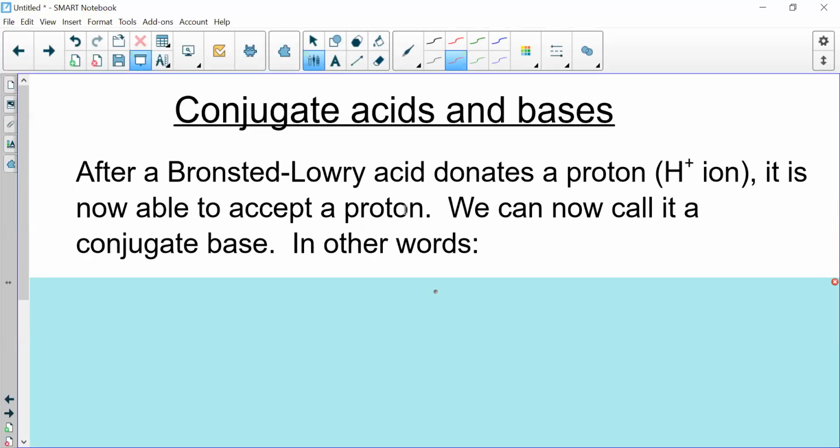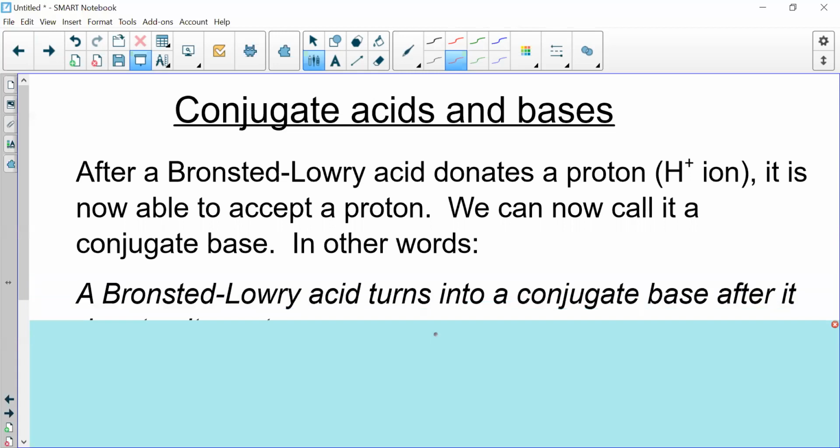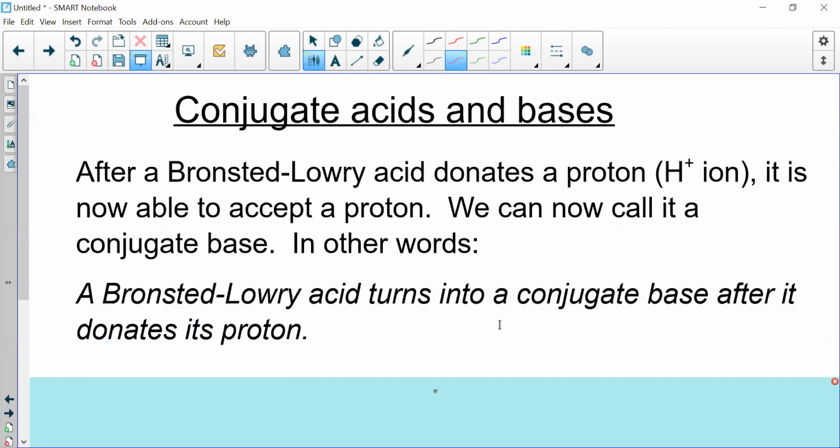So think of it as you give away an H plus, and now you are able to act as a base because you have that opening. The term we have for that is a conjugate base. In other words, a Bronsted-Lowry acid turns into a conjugate base after it donates its proton. So by acting as an acid and giving away a proton, you can now accept a proton back, which means you can be a conjugate base. Think of this like a potential base.